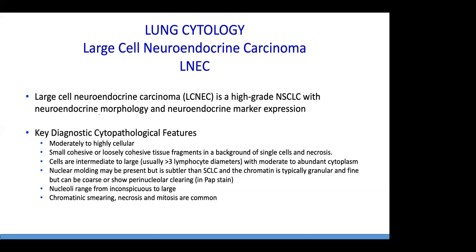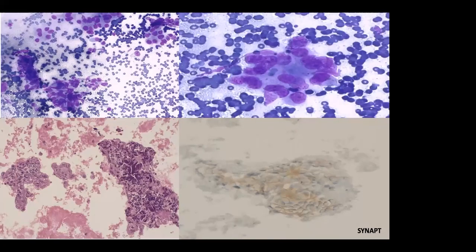One of the big differences between large cell neuroendocrine carcinoma and small cell neuroendocrine carcinoma, besides the size of the cell, is the presence of nucleoli, which sometimes causes trouble in distinguishing, for example, from adenocarcinoma. Here you see some examples, the big cells, and then the cell block and the synaptophysin positive.